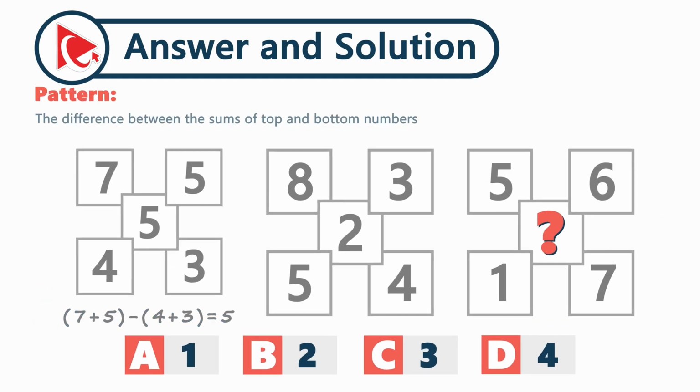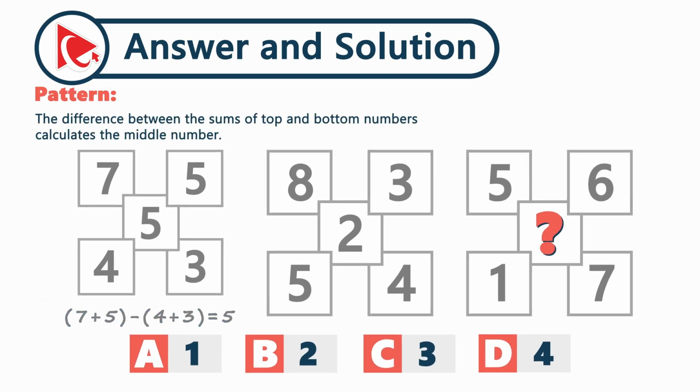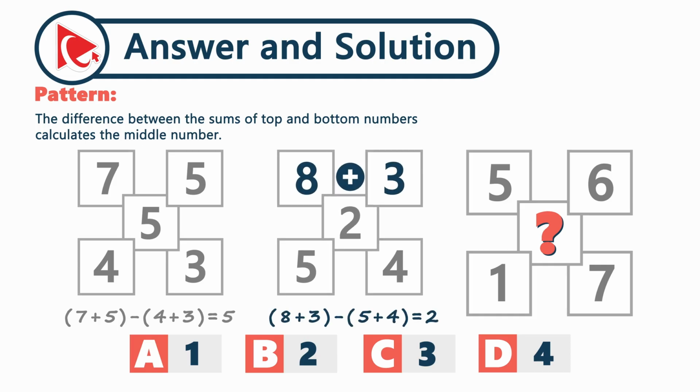And the pattern here, as you might have guessed, is that the difference between the sum of top and bottom numbers calculates the middle number. Let's verify our hypothesis with the second shape. (8 plus 3) minus (5 plus 4) equals 2. And that's exactly the number in the middle in the second shape.